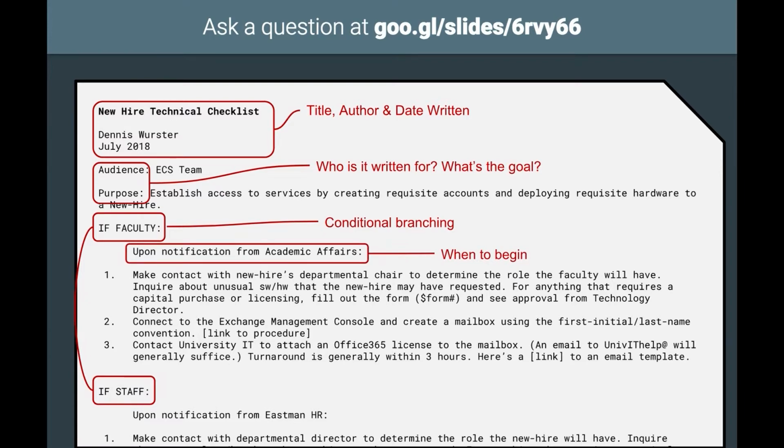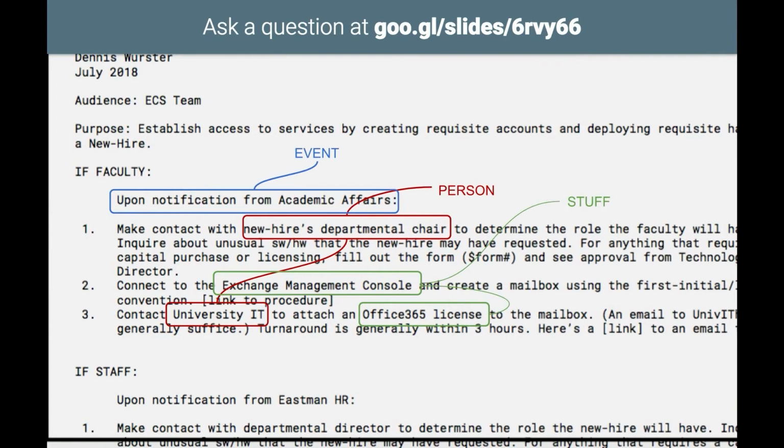The event here is when are you going to begin? And then if you look a little bit closer, you can say the event is whenever academic affairs tells you that a new faculty member has been hired, and who to make contact with to get more details, and then what stuff to interact with in order to keep things moving. So that's an idea there.